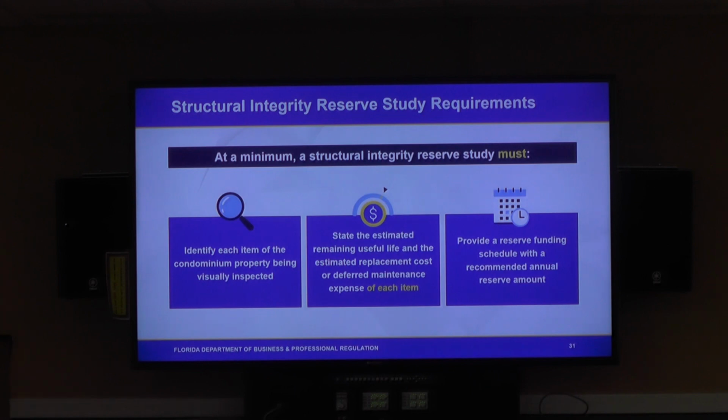What are the structural integrity reserve study requirements? Identify each item of condo property being visually inspected. State the estimated remaining useful life. Estimate replacement costs and deferred maintenance expense for each item. Provide a reserve funding schedule with a recommended annual reserve amount.